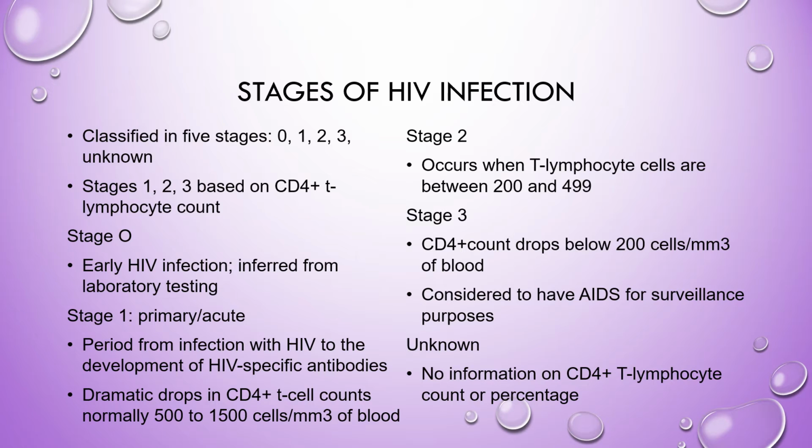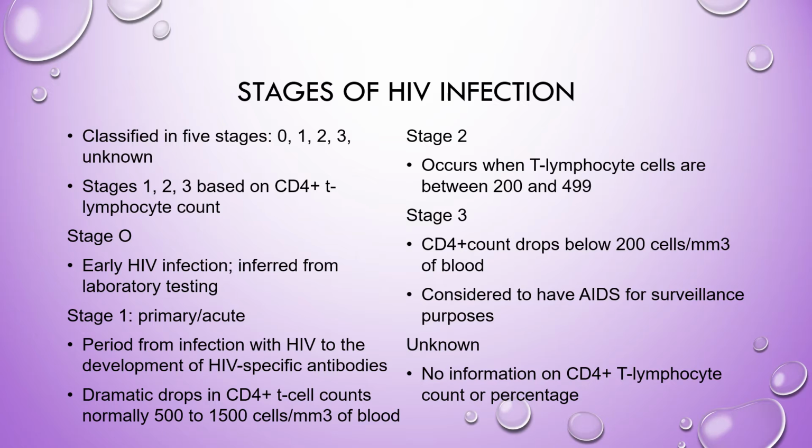In stage 1, primary acute, this is the period from infection with HIV to the development of HIV-specific antibodies. There are going to be dramatic drops in the CD4 positive T cell counts, and it's normally 500 to 1,500 cells.